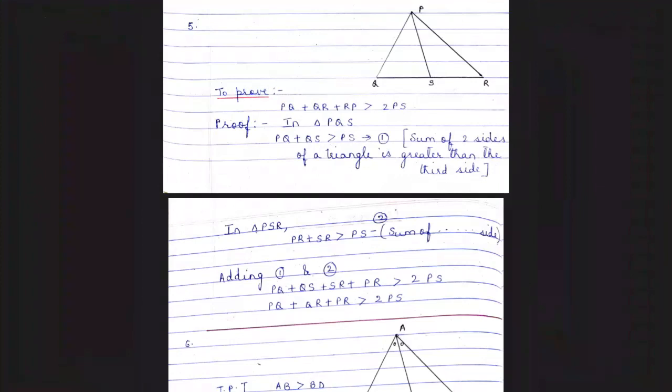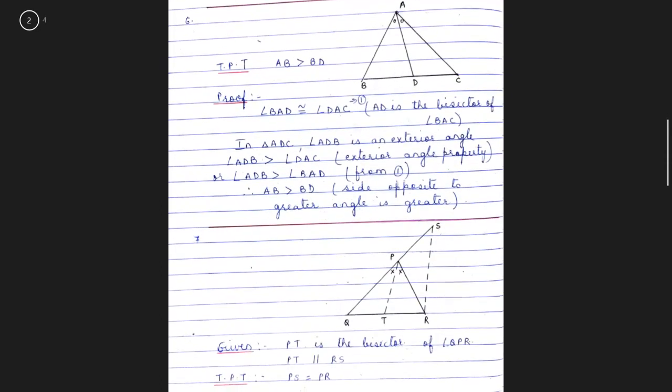Add the left hand sides, PQ plus QS plus SR, we have rearranged it, plus PR is greater than PS plus PS, 2PS. Now QS plus SR can be written as QR and hence you get what you have been asked to prove. PQ plus QR plus PR is greater than 2PS. Okay. Question number 6. In question number 6, you are given a triangle ABC.